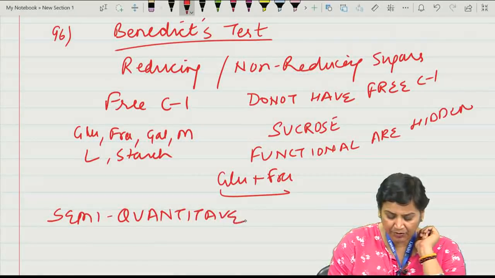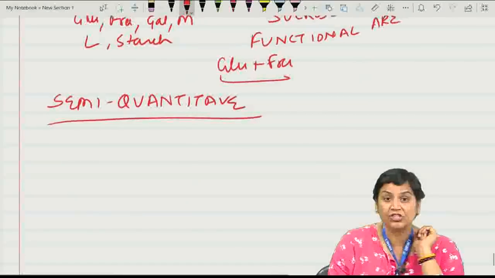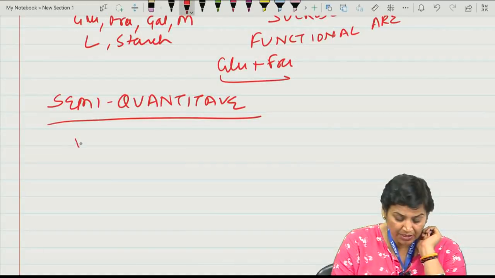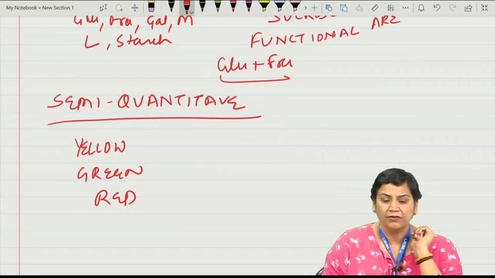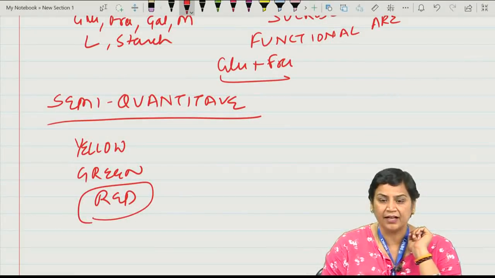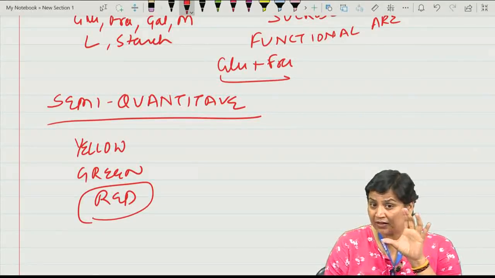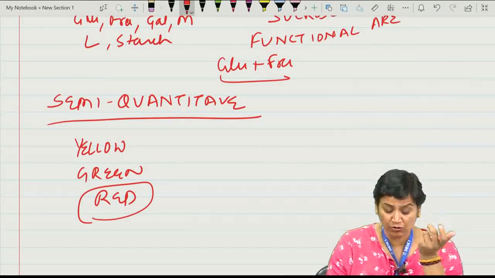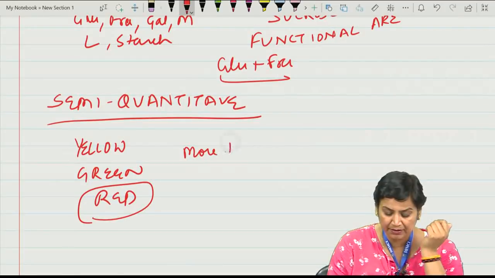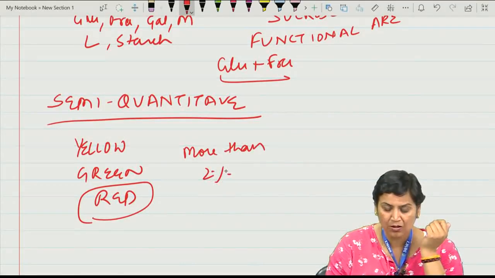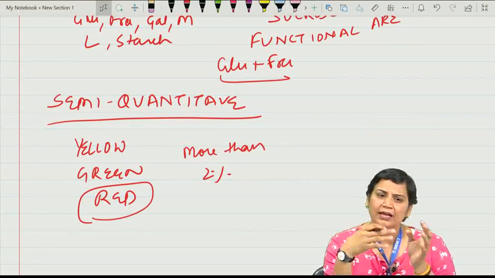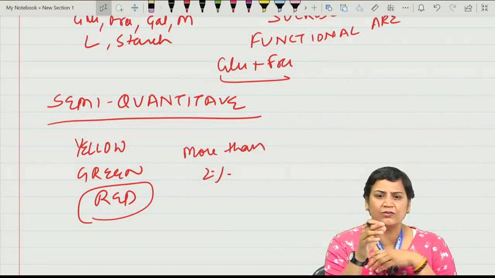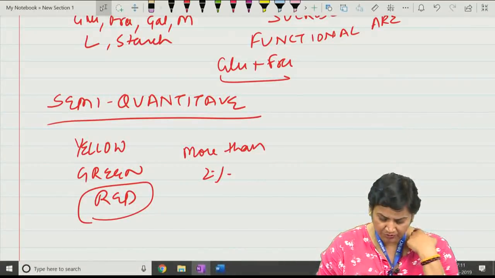Why semi-quantitative? Because there is a change in the coloration. Start from yellow, green to red. We say if the color is red, if it gives brick red precipitates, that means the amount of sugar is more than 2%. So it varies from 1 to 1.5, 1.5 to 2, and finally if it is more than 2%, the color would be red. Now see, the options are what?